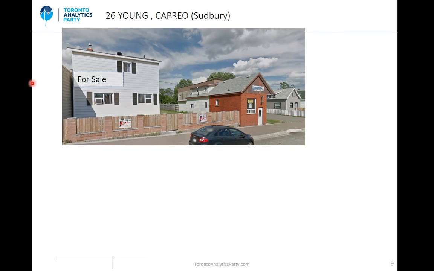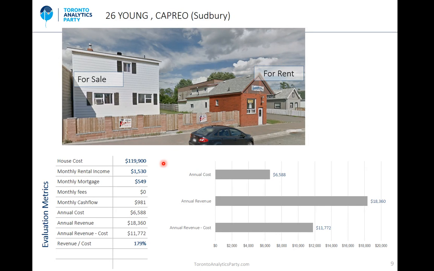And on the left, we see we have a unit for sale. And on the right, just a stone's throw away, we have one for rent. The house cost here on our left is $120,000. And the rental income over here is listed at $1,500. Now the person looks like they've broken it into 2 units to rent out the same house. Now the monthly mortgage here is $549, meaning that if you could get $1,500 from this unit, it's going to cover 179% of the cost of your mortgage.